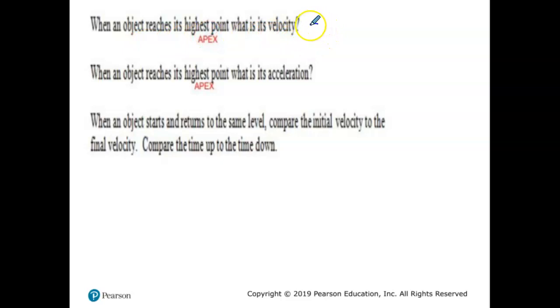All right. So when an object reaches the highest point, the apex, its velocity is 0 meters per second because it's stopped. It has to change direction from going upward to come back down. When it reaches its highest point, what is its acceleration? The acceleration in free fall, that's supposed to be an a, is always equal to g. So it's always negative 9.8. There will be questions about this throughout this presentation and other presentations. People think that the acceleration changes. It does not. It is a constant acceleration of negative 9.8, or we approximate it to negative 10.